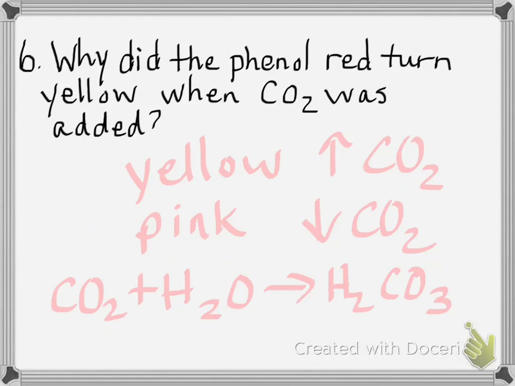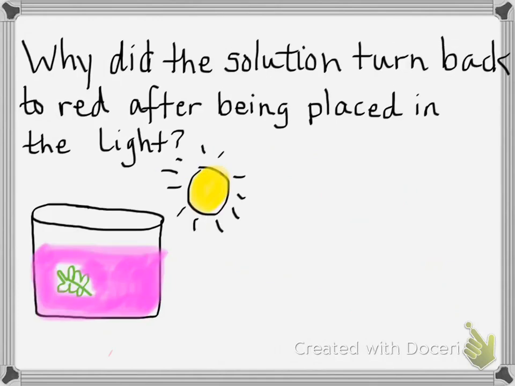So let's stay focused. So yeah, we made carbonic acid, which lowered the pH. That's why the phenol red turned. It's almost magical every time it happens. I think it's cool. But anyway, we put one of the beakers in the light and one of them in the dark. Why did the solution turn back to red, also known as pink, after being placed in the light? So this would have been the beaker that we put in the light. If you'll check your notes on page 74, I think that we wrote down that when we came back, the beaker that had been in the light, it was pink. Is that true? And then why was it pink?